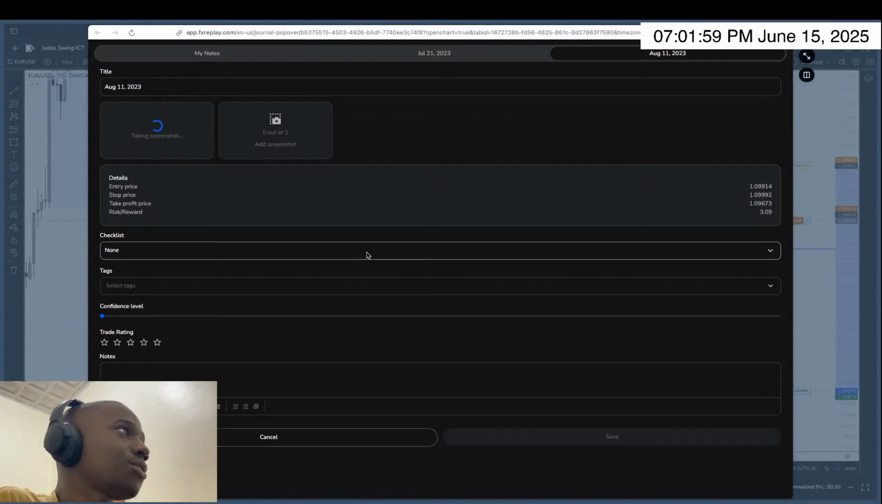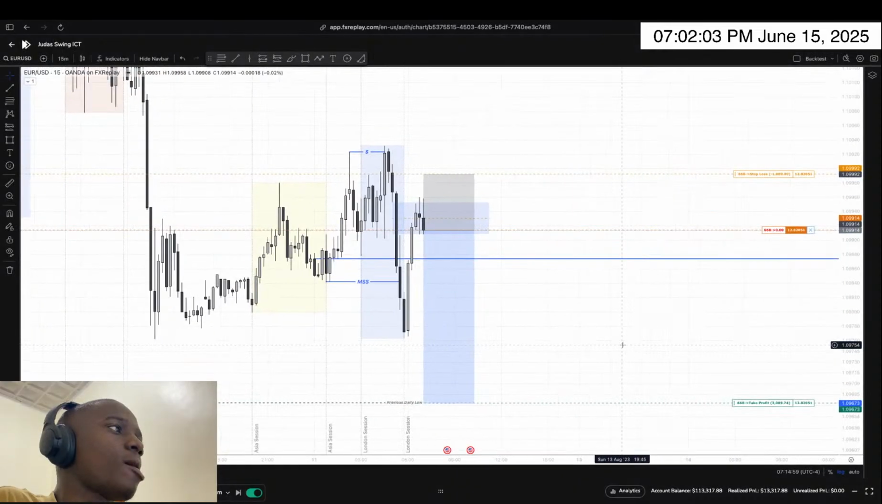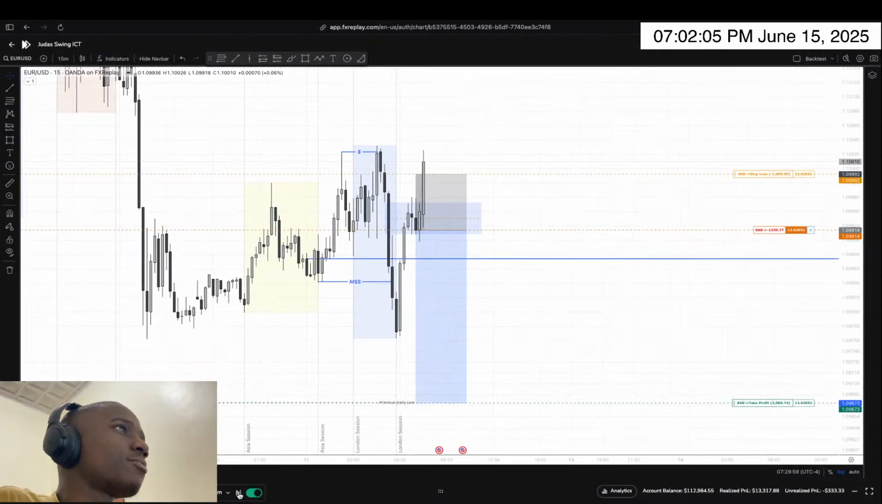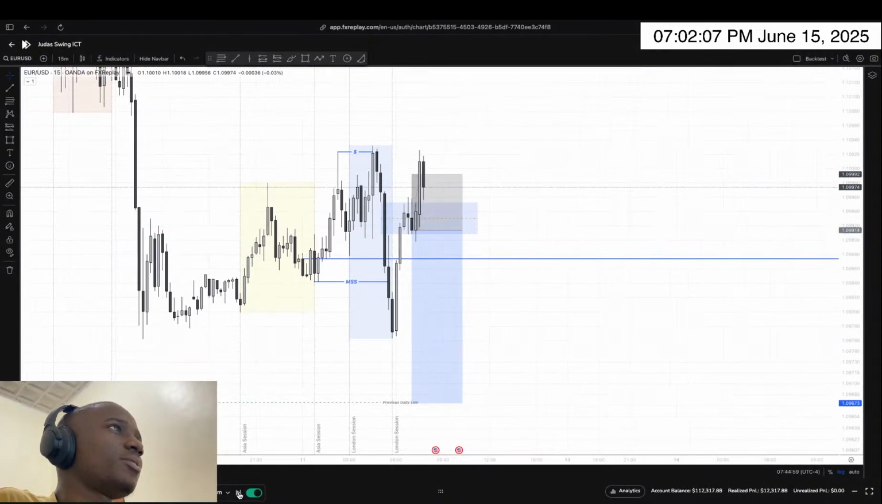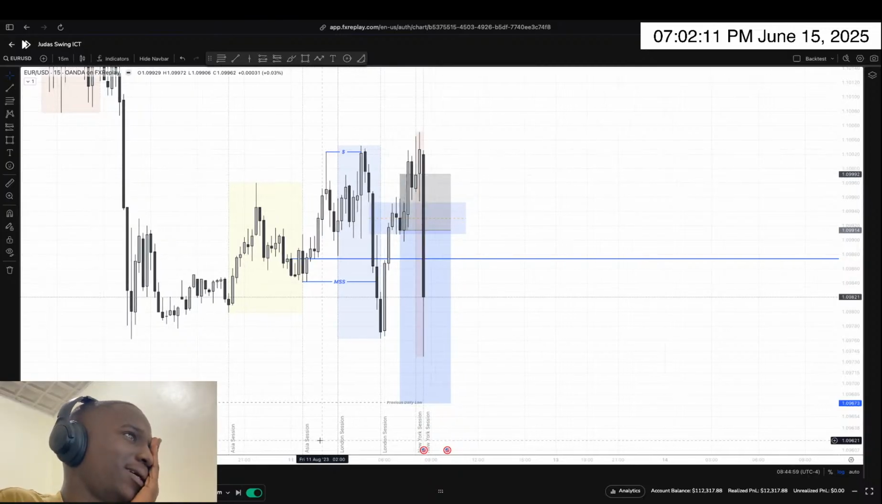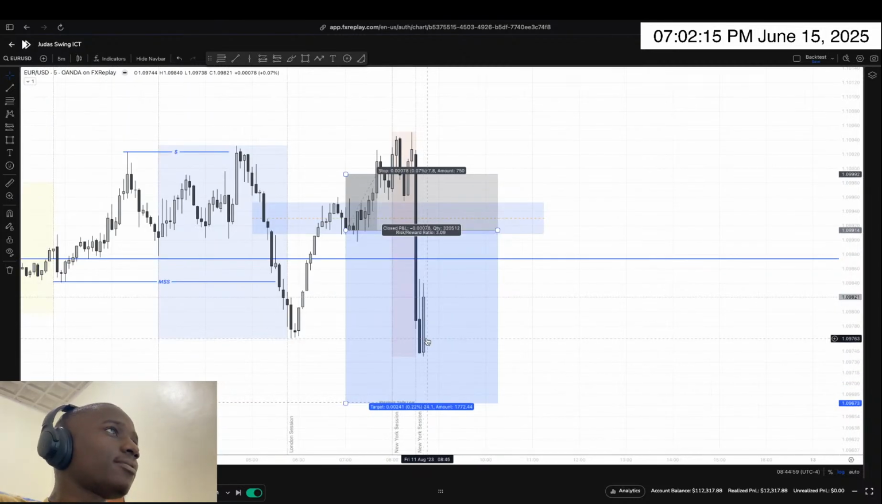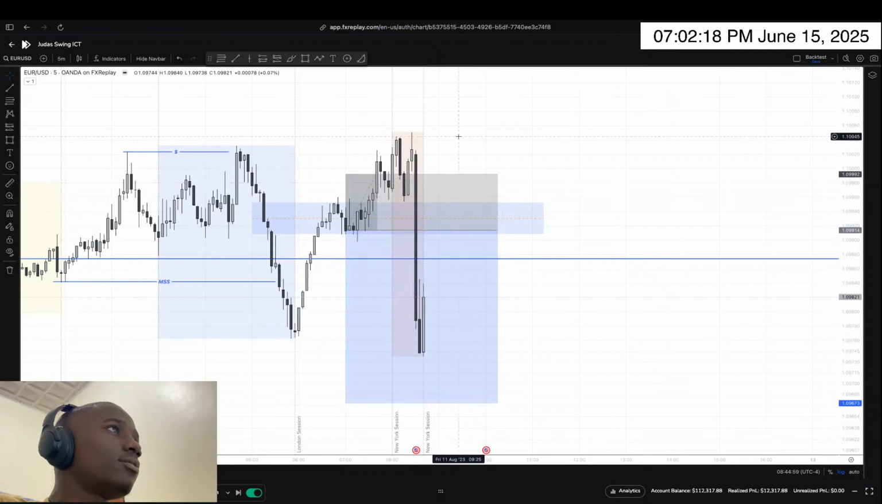I'll take the screenshot. Now let's see how this works. Straight stop out. Oh my God. Look at this candle. Look at this. Look at this.